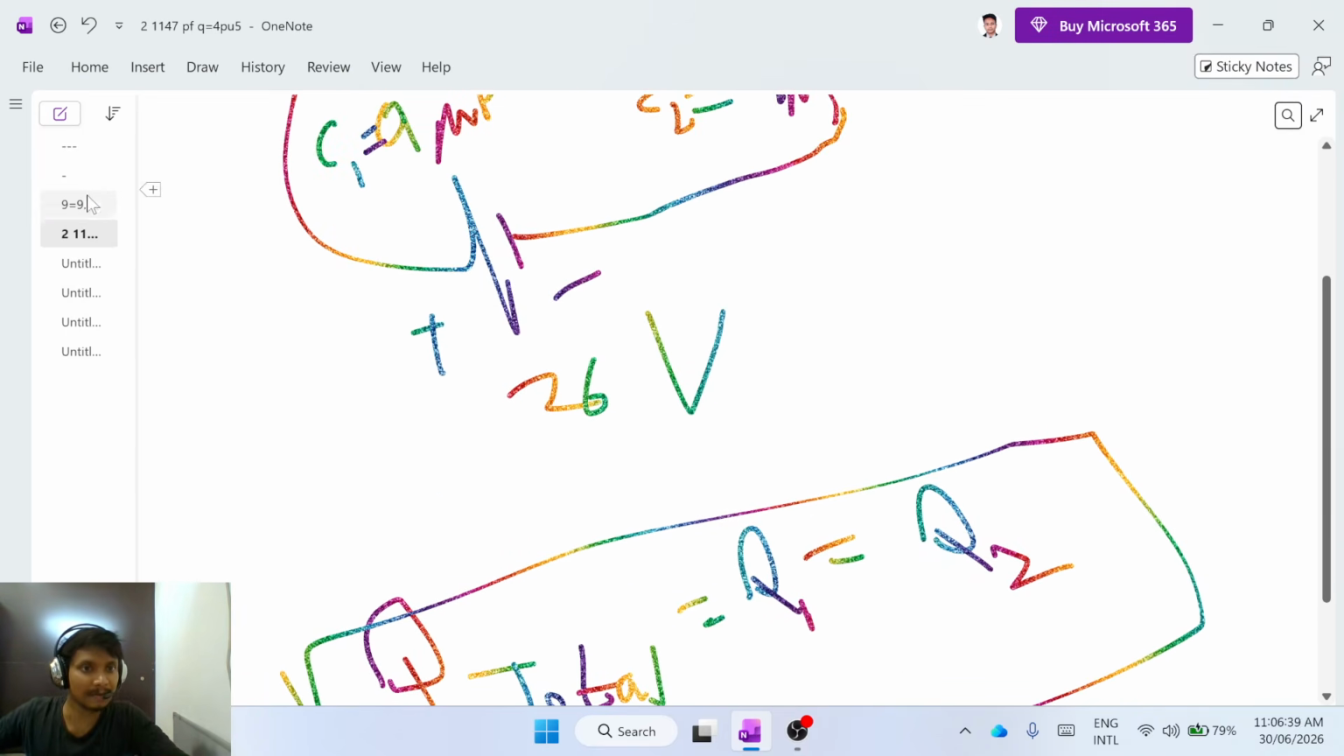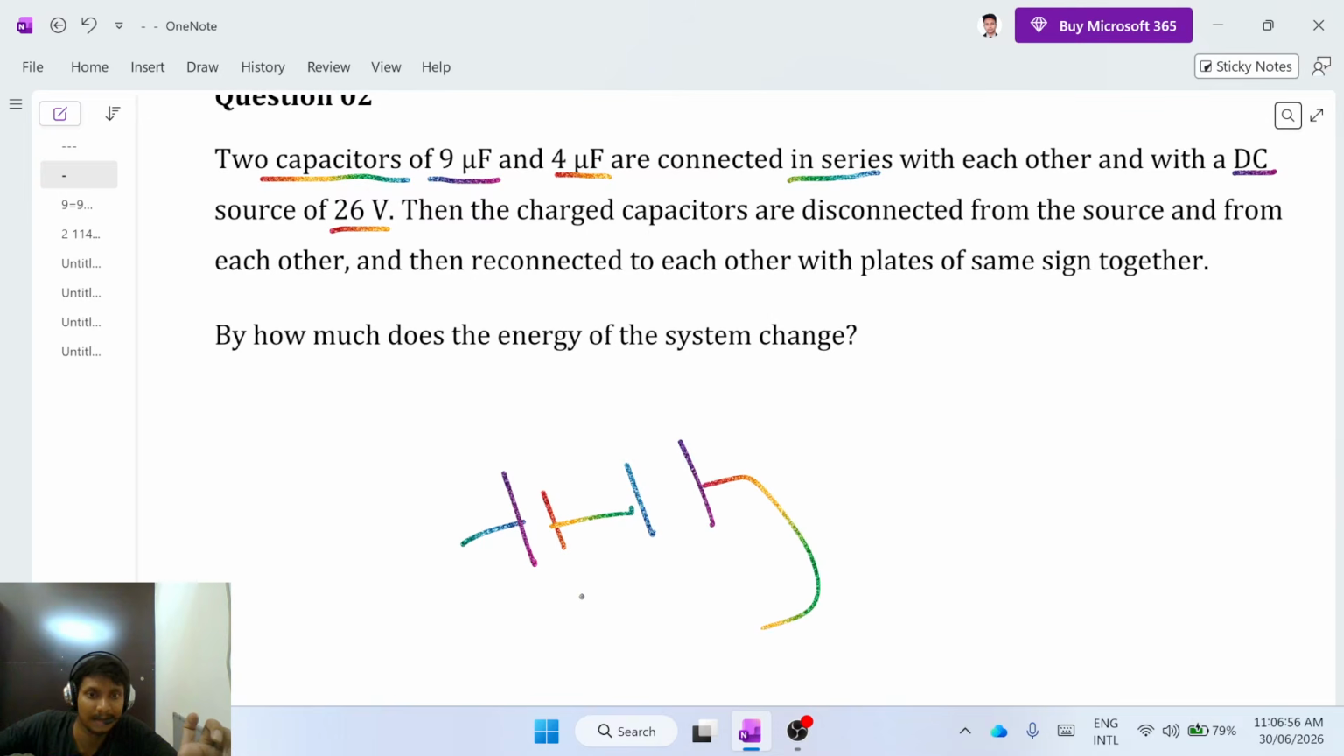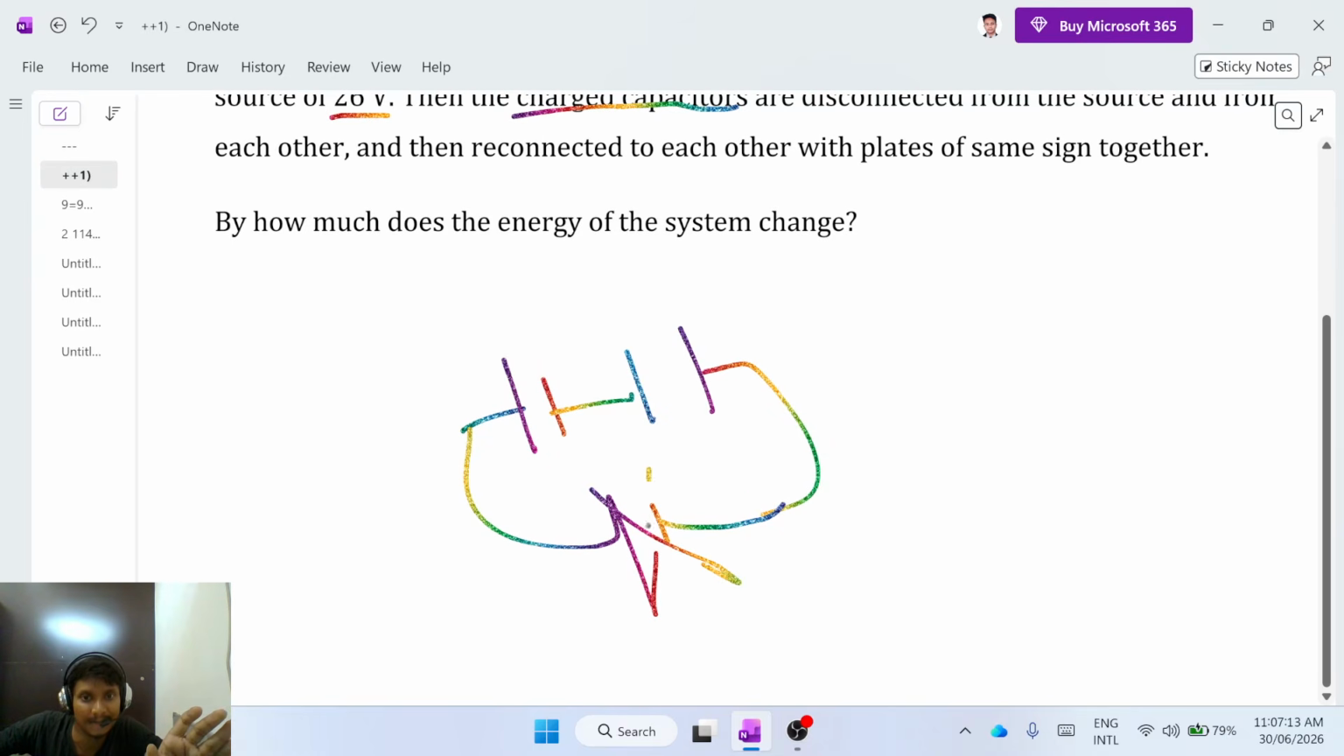Now let's move to the question. Then the charged capacitors are disconnected from the source and from each other. We have charged the capacitors, and now the charged capacitors are disconnected from the source.